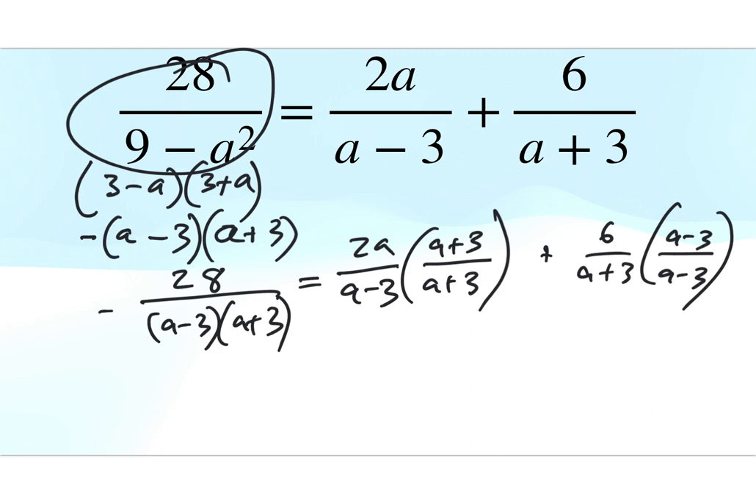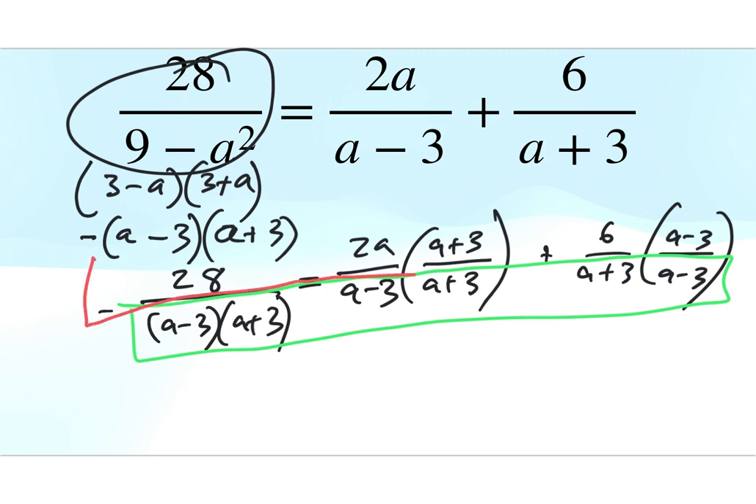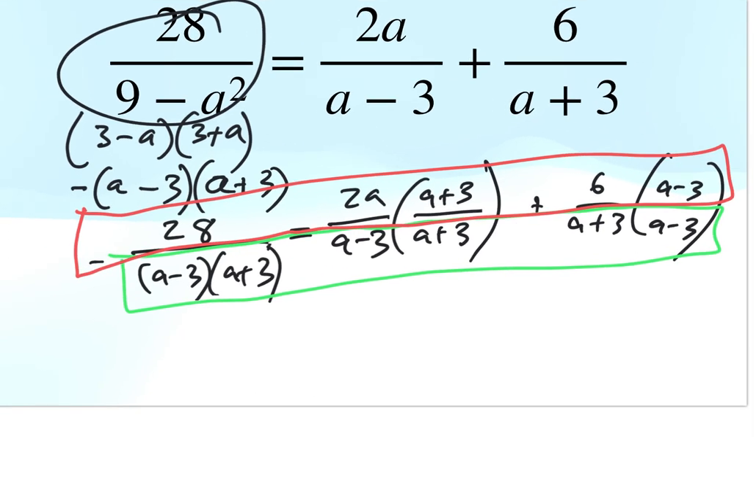Once I do that, I can look at this denominator and say they all now have the exact same denominator, which means if all of this is going to be equal and they have the same denominator, then the numerators, I should include the negative because that's part of this equation, then the numerators must be equal. And then that's where I actually will get my problem that I'm going to work out. So I'll have negative 28 equals 2a, a plus 3, plus 6 times a minus 3.